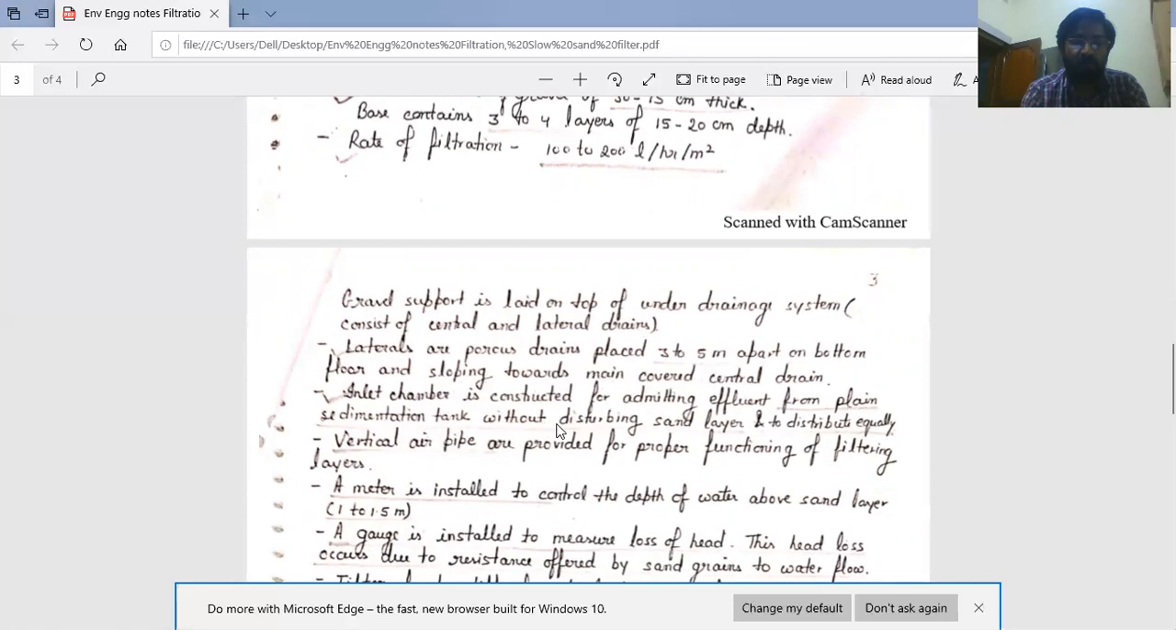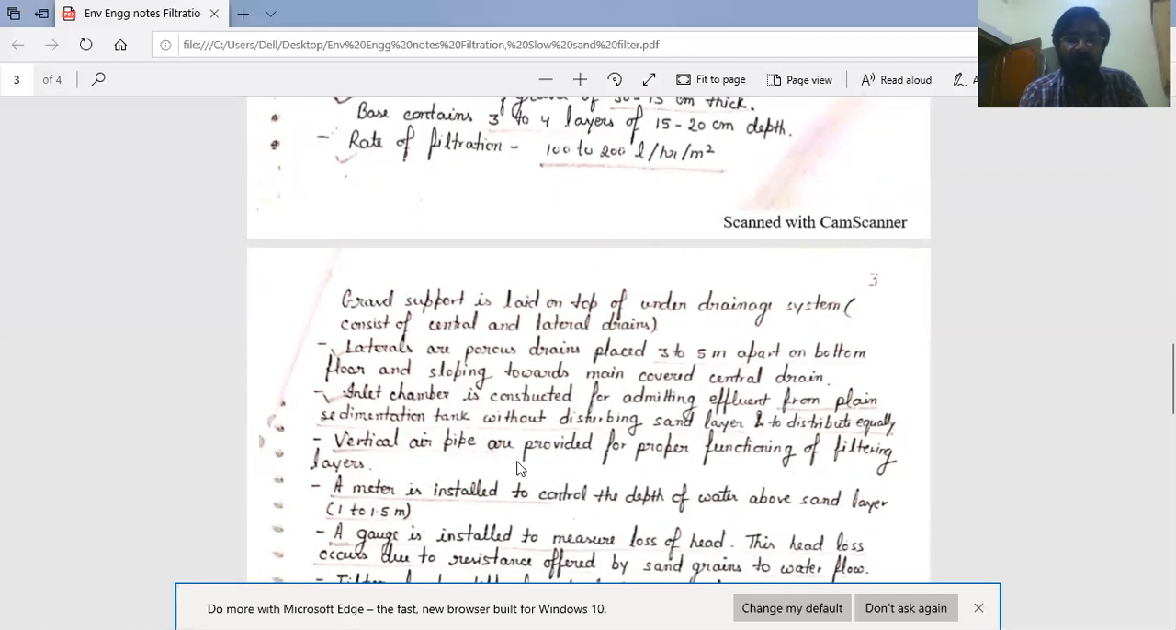Lateral pipes slope towards the central main drain. The inlet chamber is constructed for admitting effluent from the plain sedimentation tank without disturbing the sand layer. The velocity is so adjusted that the sand layer is not disturbed, and the water is distributed equally over the filter media.